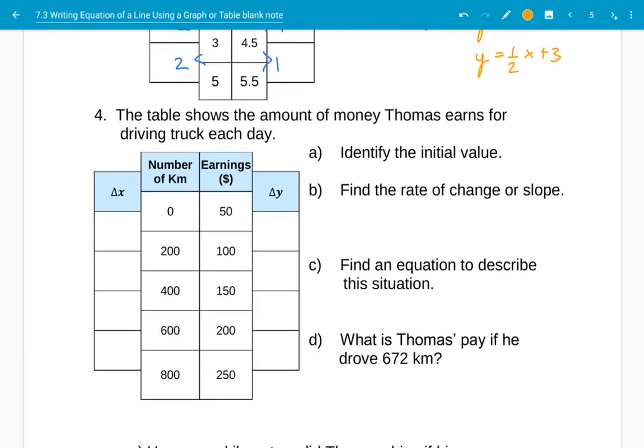The table shows the amount of money Thomas earns from driving truck every day. Okay, so he's paid by the kilometer, it looks like. He earns $50 if he doesn't drive any distance. If he drives 200 kilometers, he earns $100, and 400, 150. So the distances are going up by 200 kilometers, 200 kilometers. And the earnings are going up by $50.